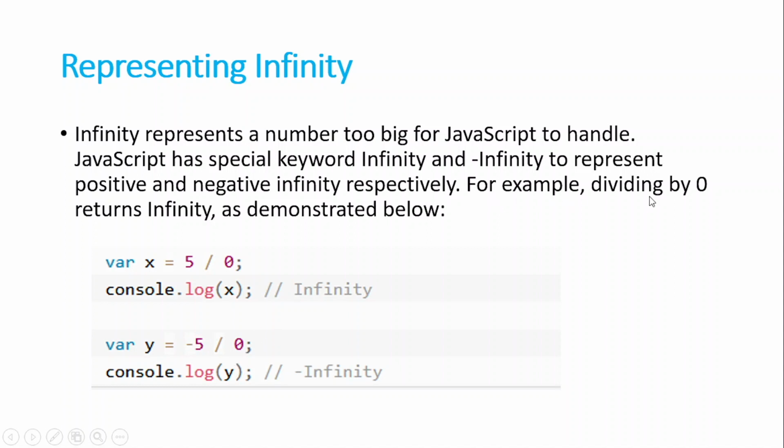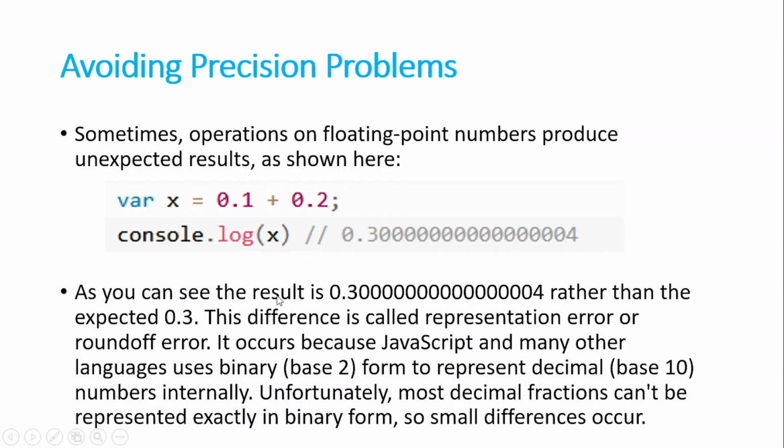And for example, dividing by 0 returns infinity as demonstrated. You can see that. We also have this precision problem. Sometimes operations on floating point numbers produce unexpected results as shown here.